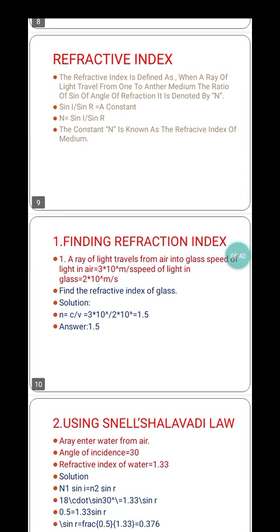Next, refractive index. Definition: when a ray of light travels from one medium to another, the ratio of the sine of the angle of incidence to the sine of the angle of refraction is denoted by n. Sin I divided by sin R equals a constant. N equals sin I divided by sin R. The constant n is known as the refractive index of the medium.